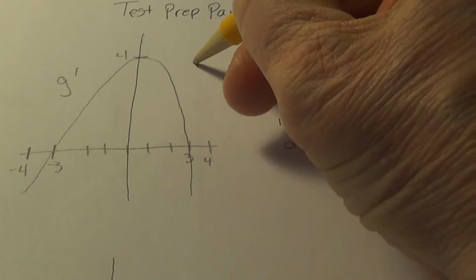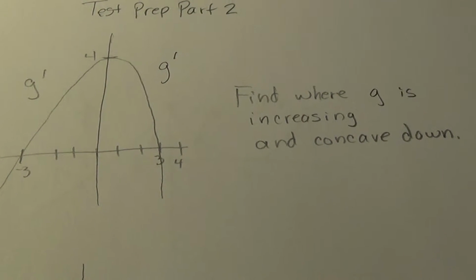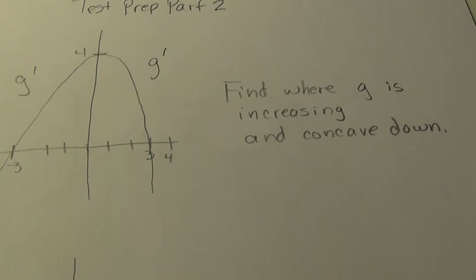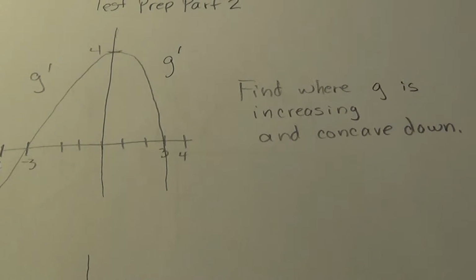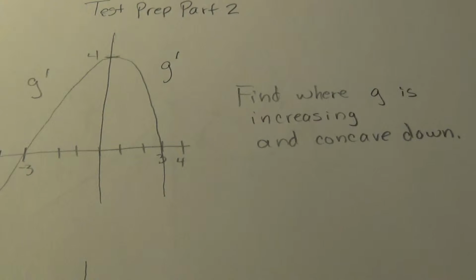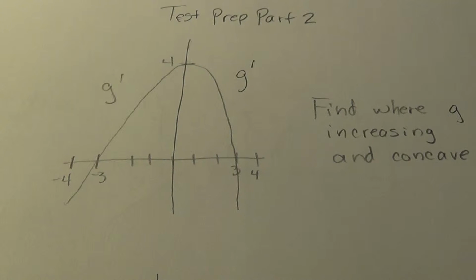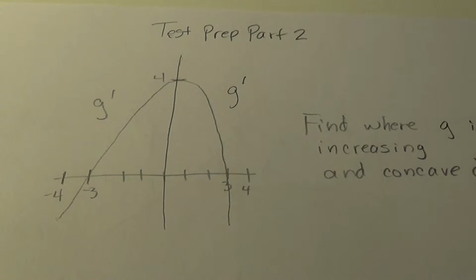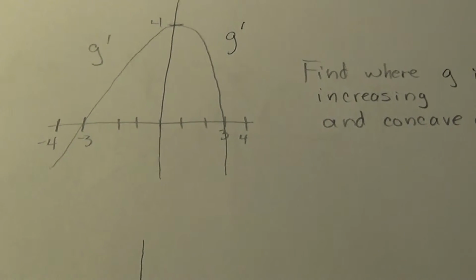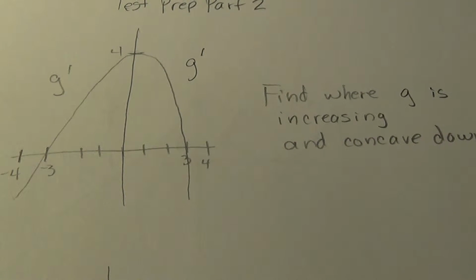It's the function g prime, so it's the derivative of a function. And I asked you to find where g is increasing and concave down. So if you would try that before you look at my answer, you'll have good practice for tomorrow. Remember, this is the derivative you're looking at. This is what the derivative's doing. First of all, I want to graph the function. There's no way to answer this question without doing that. All right, so pause and do your magic.